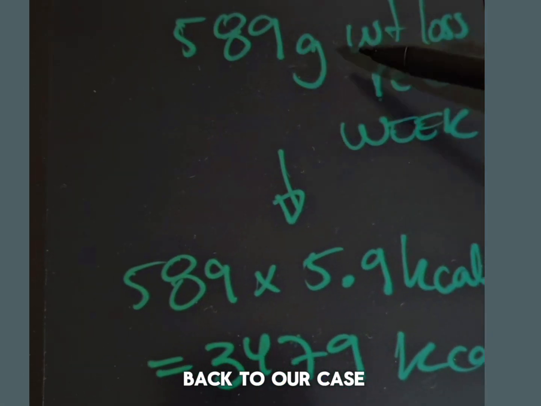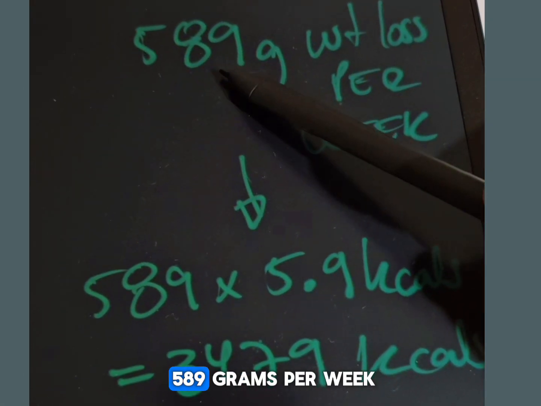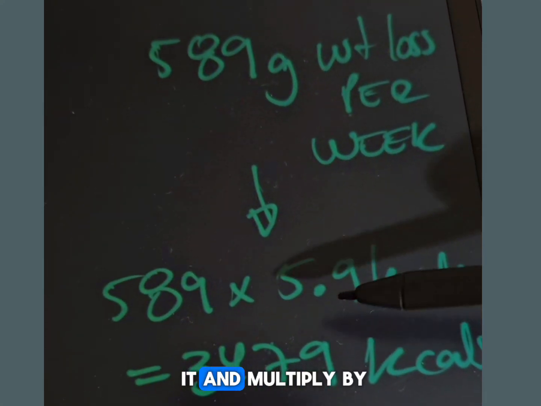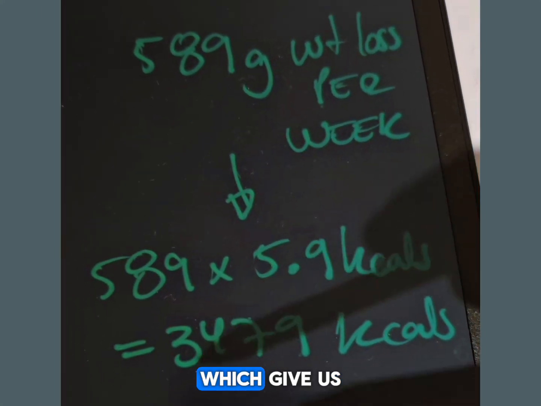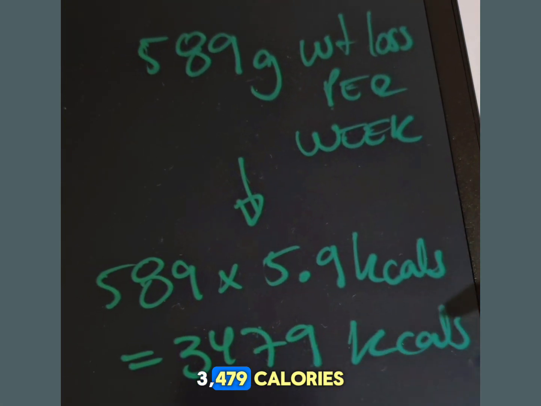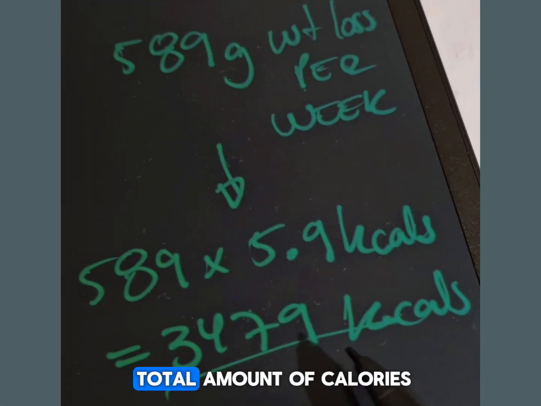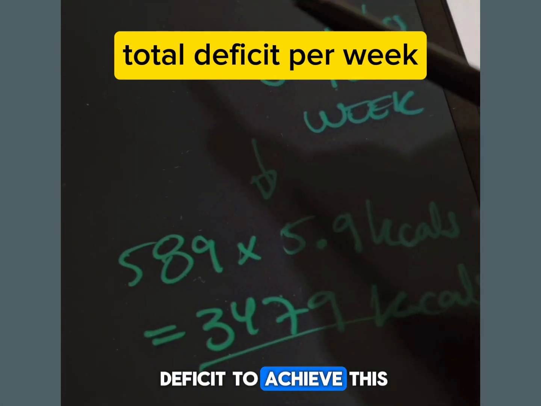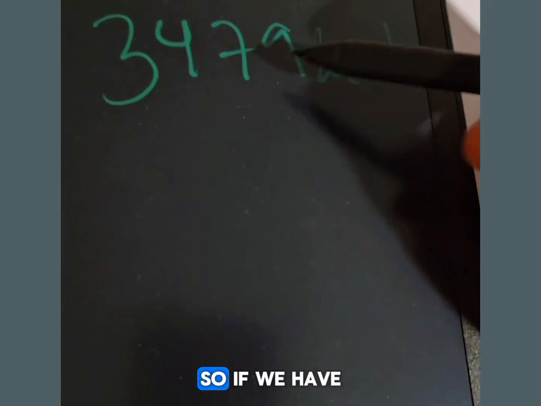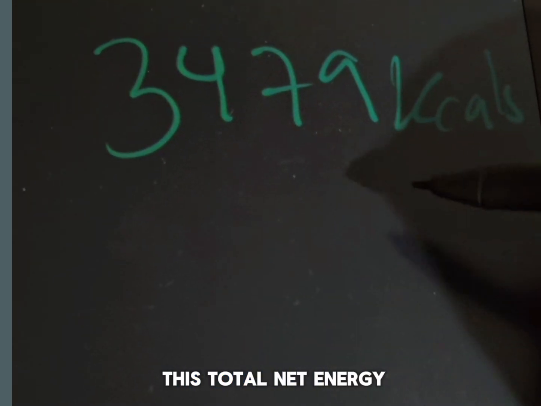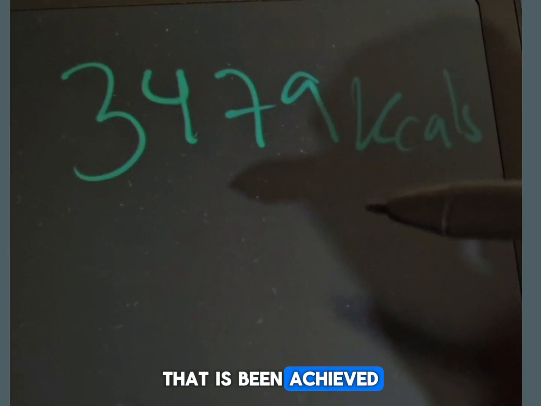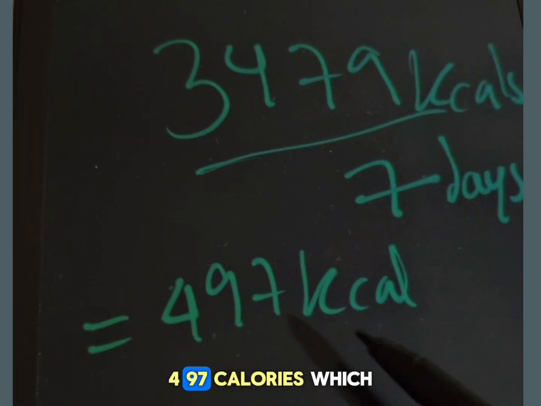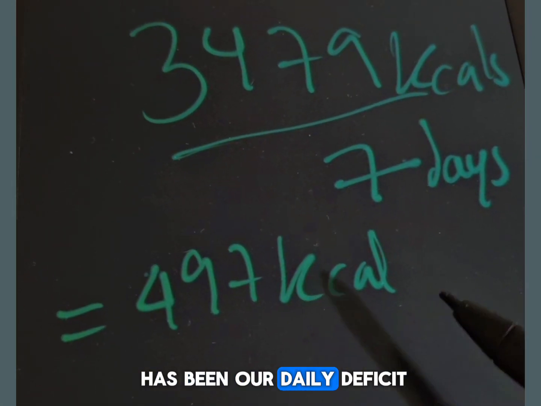So if we go back to our case study and you lost 589 grams per week, we will use this number and we will calculate it and multiply it by 5.9 calories, which gives us 3,479 calories. This is probably the total amount of calories that have been needed in terms of a deficit to achieve this weight loss per week. So if we have this total net energy deficit per week that is being achieved, we need to divide this by 7. When we do that, it gives us 497 calories, which has been our daily deficit.